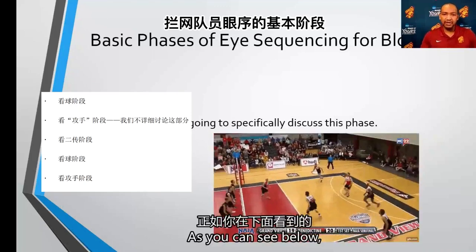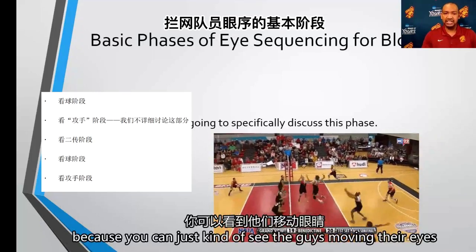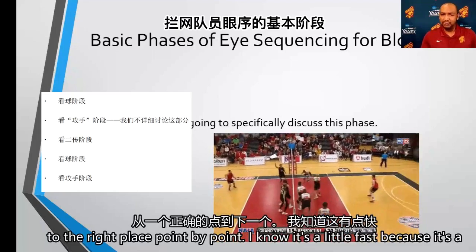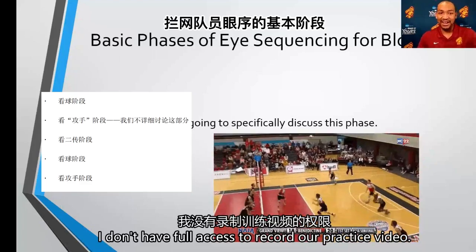As you can see below, there's a clip, and I really like the eye progression here, because you can just see the guys moving their eyes to the right place point by point. I know it's a little fast because it's a GIF, but once again, I don't have full access to record a practice video.